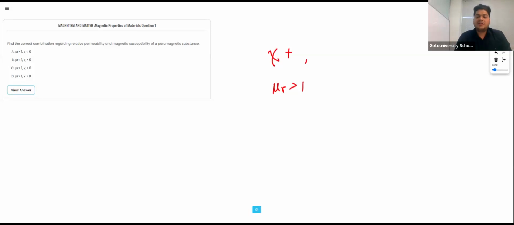Let's see. Positive means it will be greater than 0. These two options are there, but permeability should also be greater than 1. That means option number D.